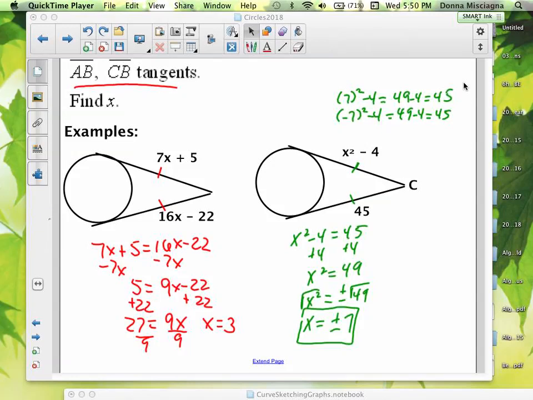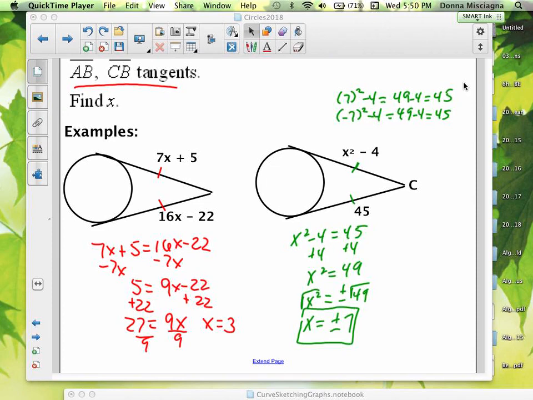In this very short podcast, we're going to look at a couple relationships regarding segments in circles. All right, so here in class we looked at tangents, and this is in your notes already. If we have two tangents and they intersect in a point, then those two tangents have to be congruent, and we actually proved that to be true.